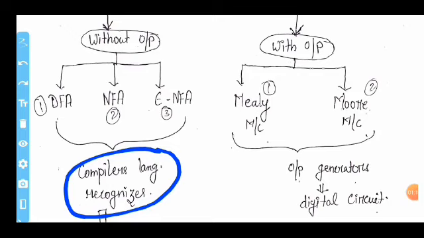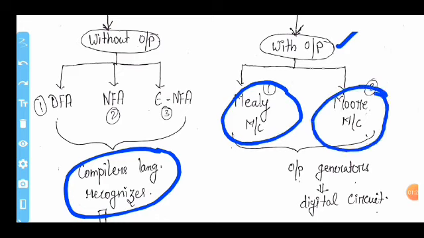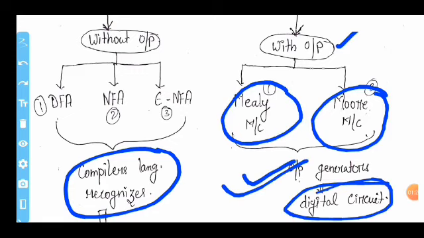Now come to with output finite automata. It is also divided into two parts. First one is your Mealy machine and second one is your Moore machine. It is used for output generators like digital circuits.